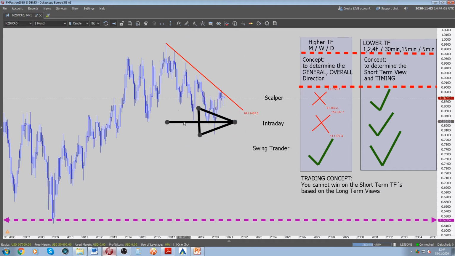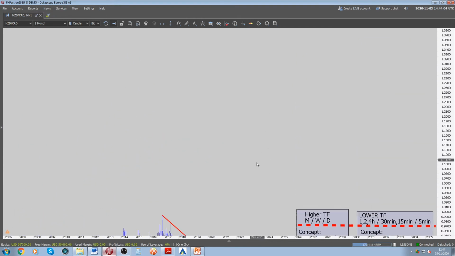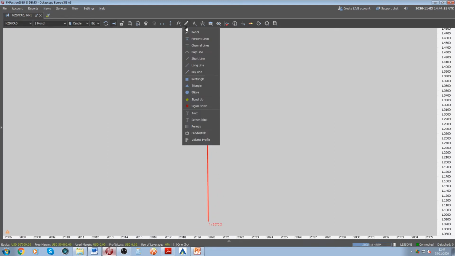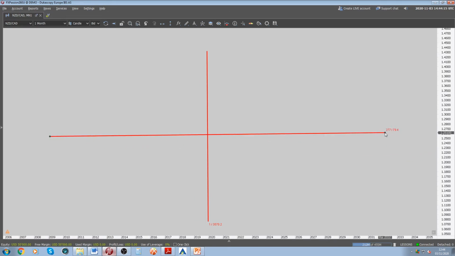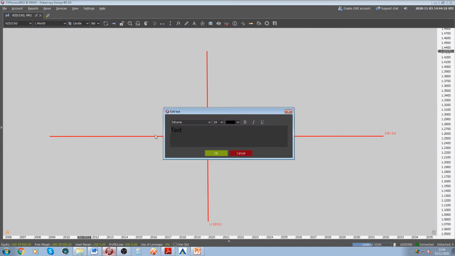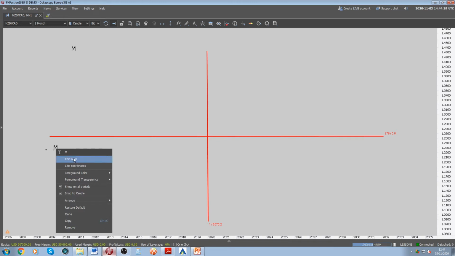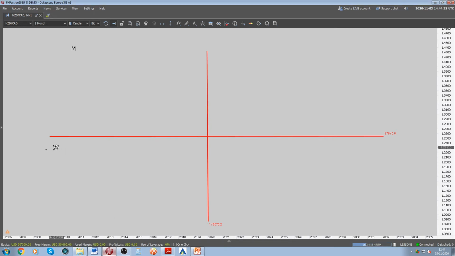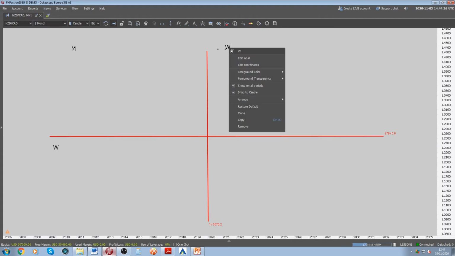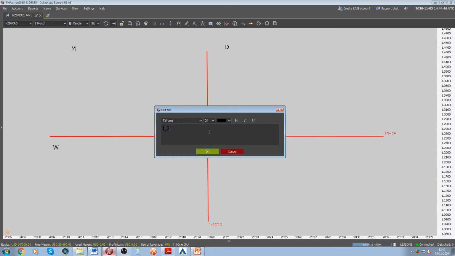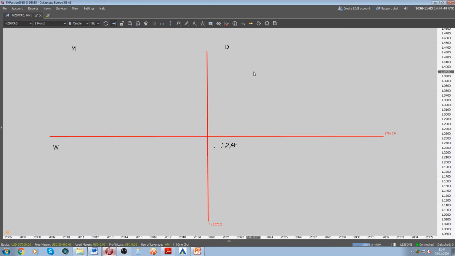Okay, so this is one, and if there are no questions, here is how. This is really an introduction to multiple time frame trading. So we have the 4 time frames, right? We have the monthly here, and clone and edit. Weekly is going to be here, and clone, and daily is going to be here, and one more time clone, and the 1 hour, 2 hour, 4 hour time frame is going to be here.